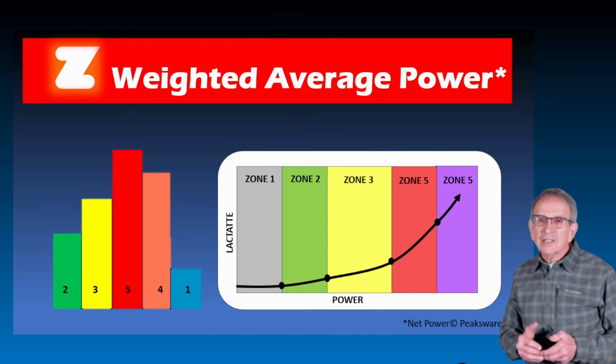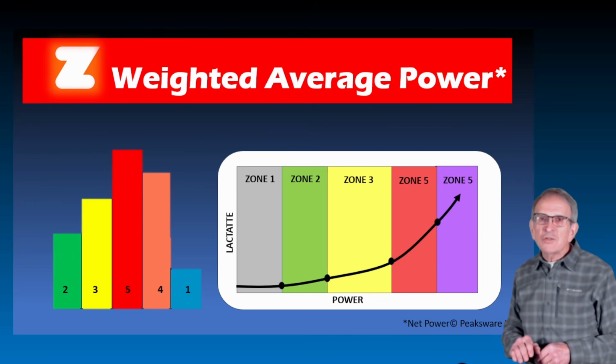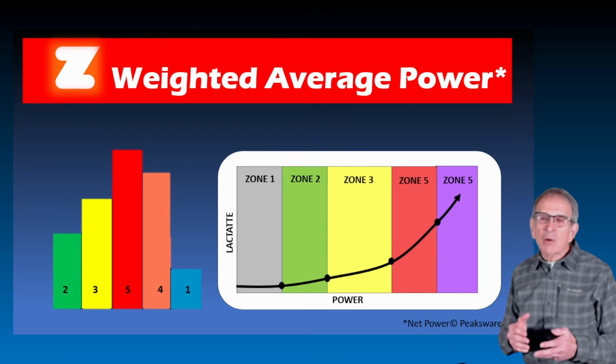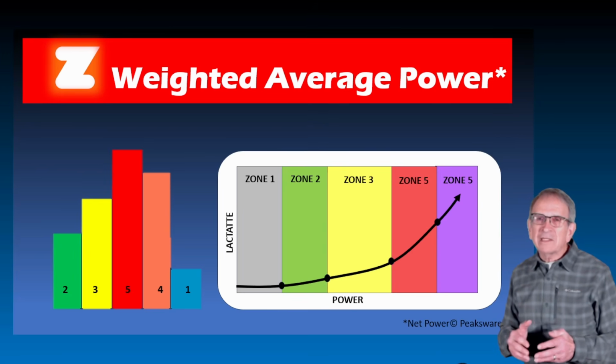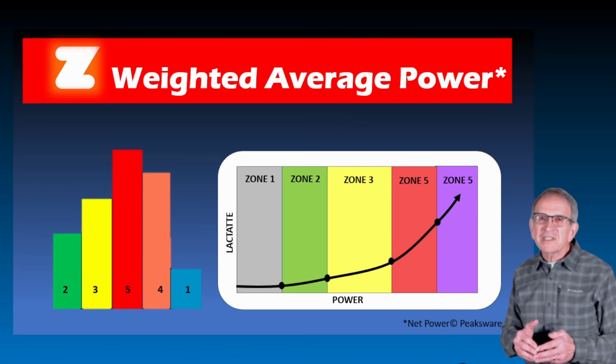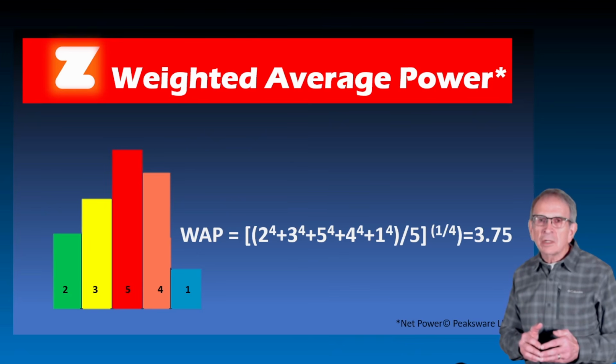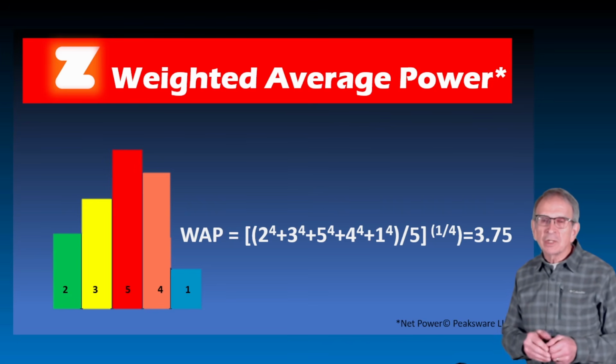But we all know that the stress that your body has to absorb increases as the power level increases. And if you look at the lactate power curve, we can see that it rises as the power level goes up. So we ought to weight the power level in line with the increasing stress that our body has to absorb. And in the weighted average power measurement that Dr. Andy Coggan developed, which he called net power, he raised the average power of each segment to the 4th power, added those up, divided them by the number of segments, and then took the 4th root of that average.